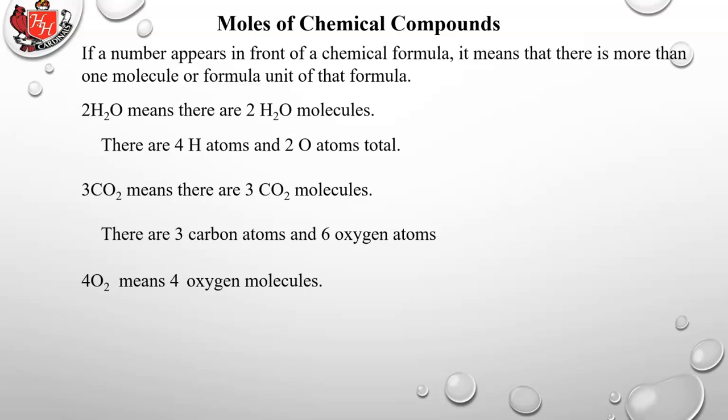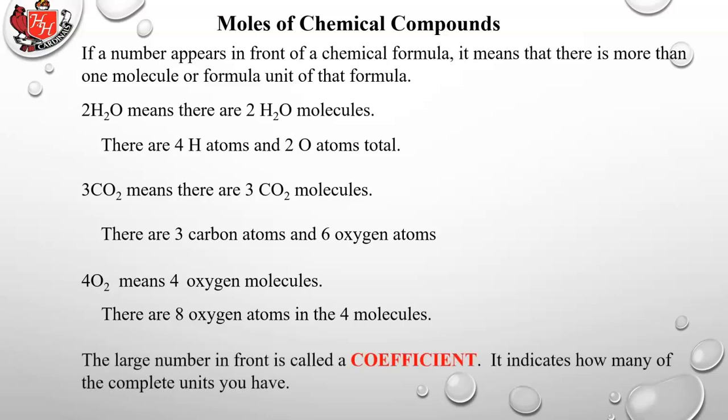4O2 means 4 oxygen molecules. So there are 8 oxygen atoms in 4 molecules of oxygen. The large number in front is called a coefficient, just like in math. It indicates how many of the complete units you have.